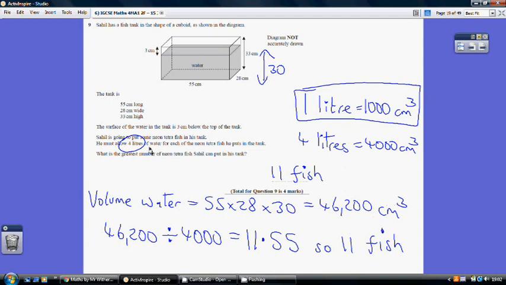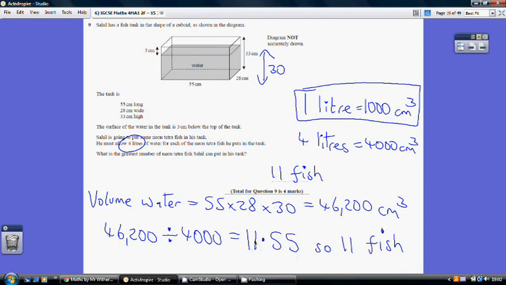Now let's focus on each fish. Now each fish must have 4 litres of water. Now big learning point, 1 litre equals 1,000 centimetres cubed. So 4 litres, the amount I need for each fish, is 4 lots of 1,000, which is 4,000. So I need 4,000 for every fish, and I've got 46,200. So how many fish can I fit in? Well, it's 46,200 divided by the 4,000, which is 11.55 fish.